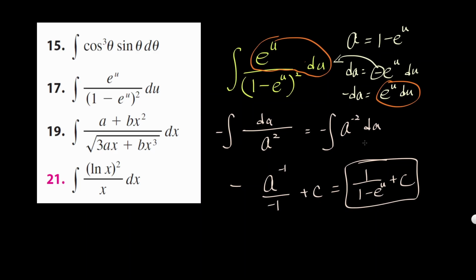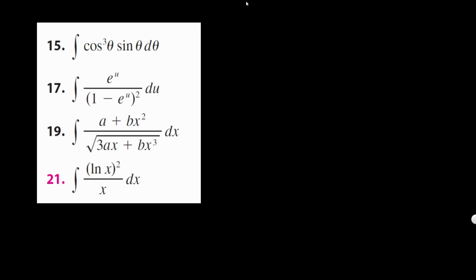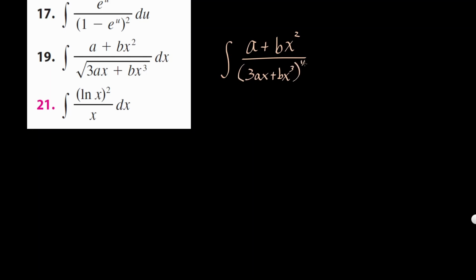That was 17, yes. Okay, let's move on to number 19 now. Looking at number 19, we've got a lot of letters, but it's with respect to dx. So x is the variable, everything else is constant. So we have a plus bx squared over 3ax plus bx cubed, to the 1/2 power, everything times dx.